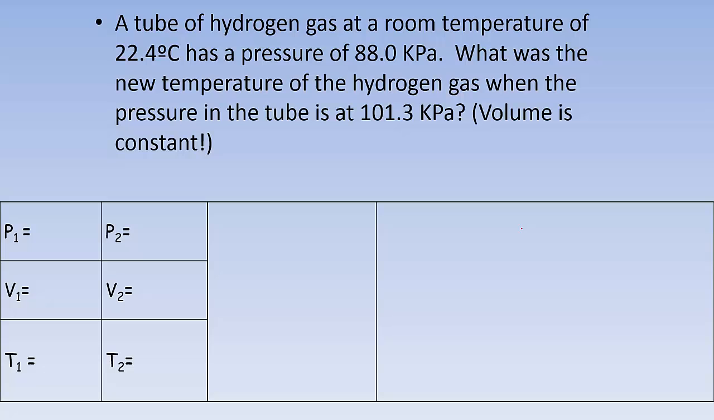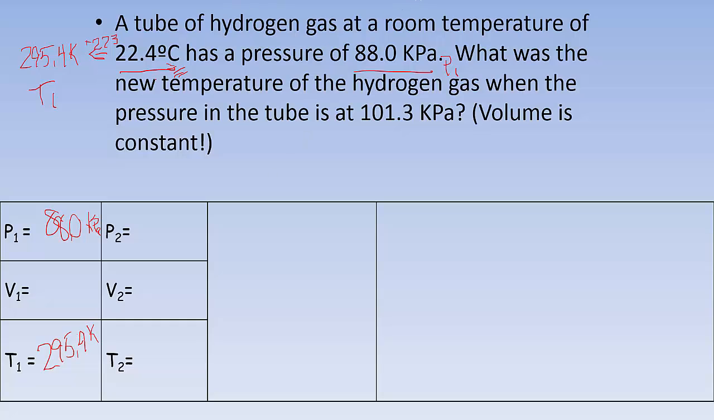It says a tube of hydrogen gas at a room temperature of 22.4 degrees Celsius. Whenever you see Celsius, immediately just convert it to Kelvin by adding 273 to it. So we end up with 295.4 Kelvin. That is a temperature. And a pressure of 88.0 kPa, so I know that's a pressure. All right, and it looks like it's my initial pressure, my initial temperature. So why don't I fill those in? Got 88.0 kPa, and I got 295.4 Kelvin.